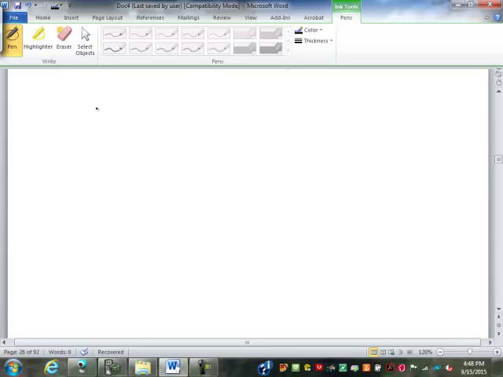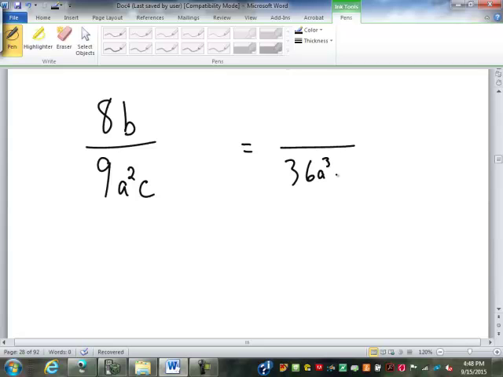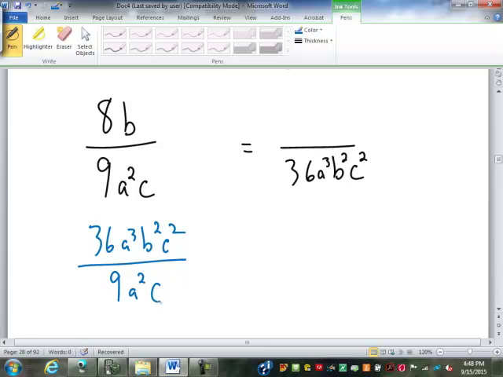So let's take 8b over 9a squared c. I need my denominator to be 36 a to the third b squared c squared. I'm just going to do this. I'm going to divide it out. 36 a to the third b squared c squared over 9 a squared c. What am I going to get?